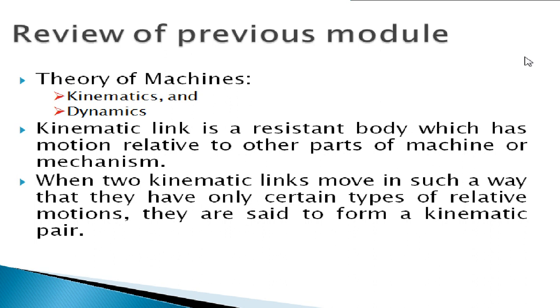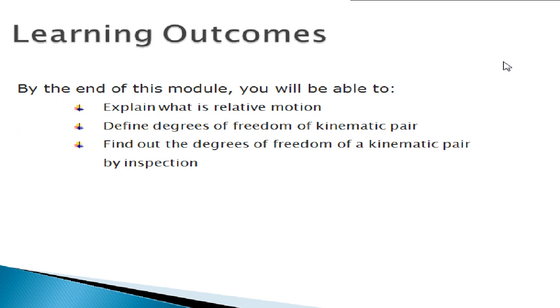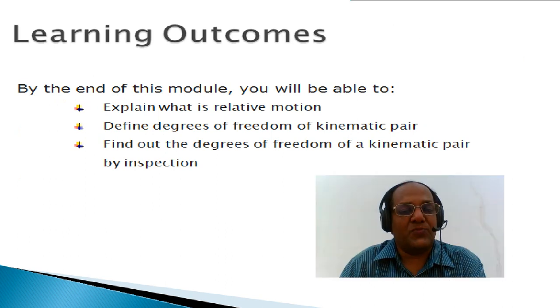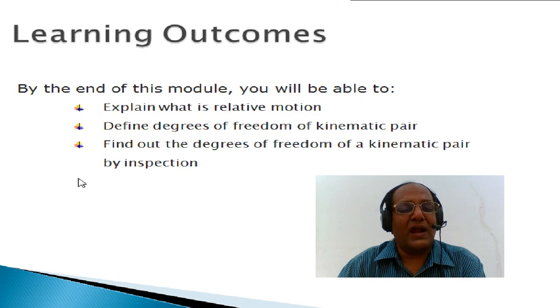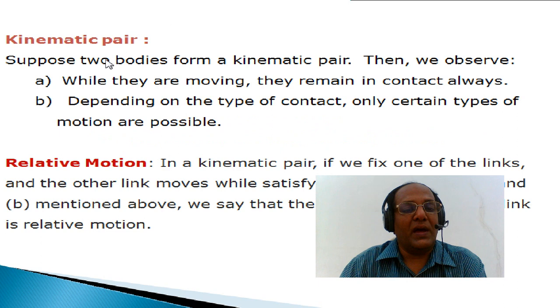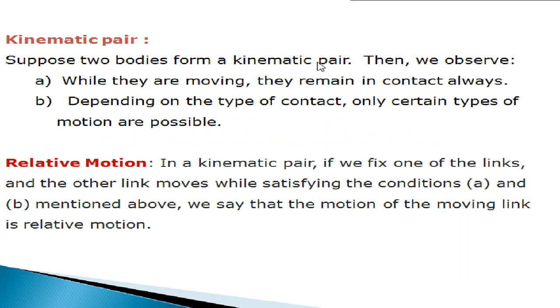In this module, we build up on these topics and try to explain what is relative motion. We'll try to define the degrees of freedom of a kinematic pair, and then give several illustrations of kinematic pairs in terms of certain animations. And by the end of this module, perhaps you'll be able to find the degree of freedom of a kinematic pair by inspection.